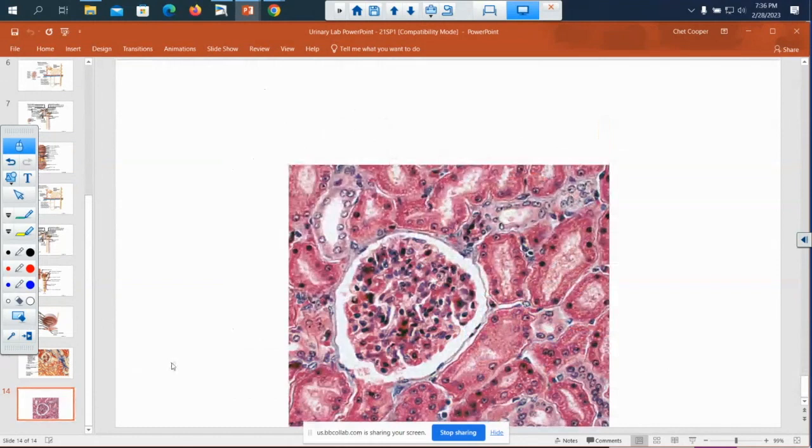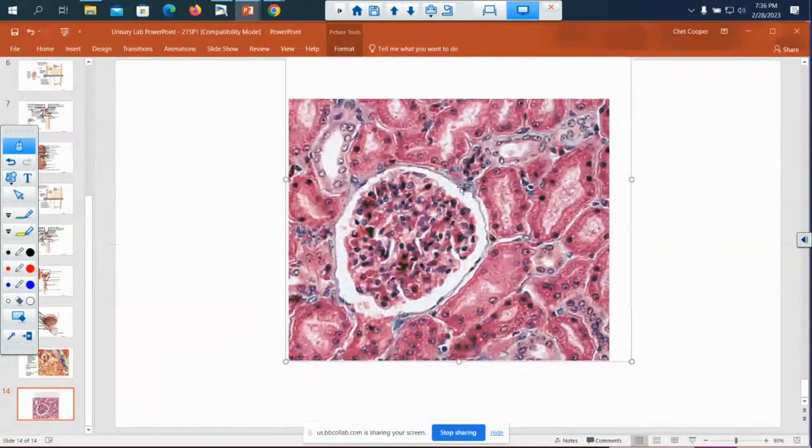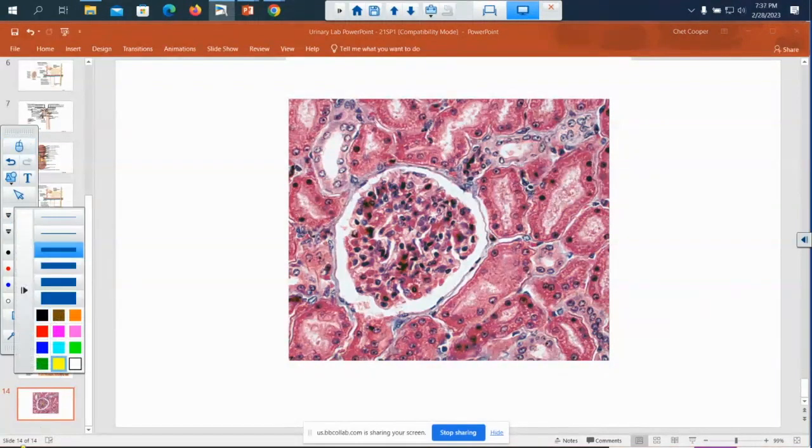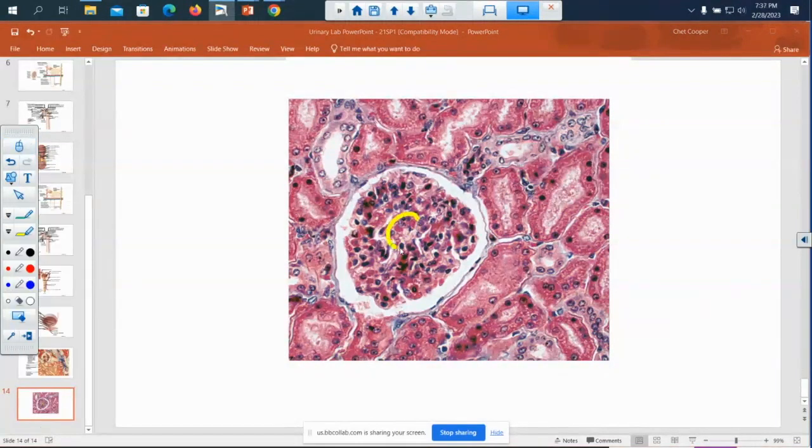I dig this picture, even though it wasn't taken with my little iPhone 5. It's still a great picture. This picture is showing us, tell me what it is. That's a glomerulus. And so, watch this. Here is where it filters into.